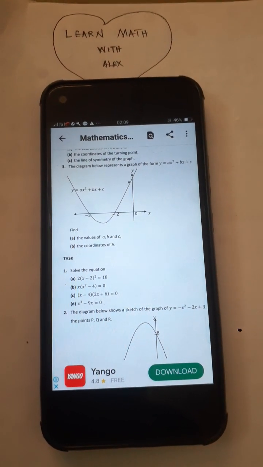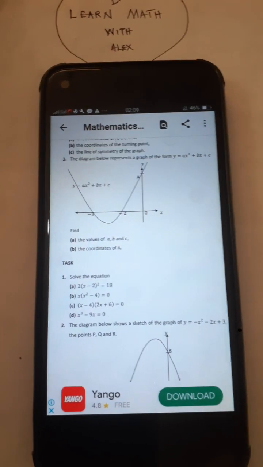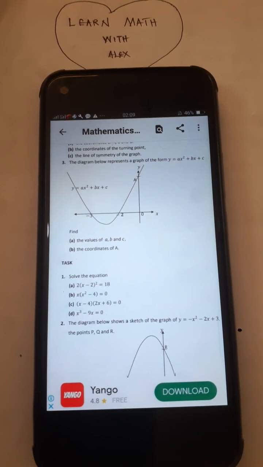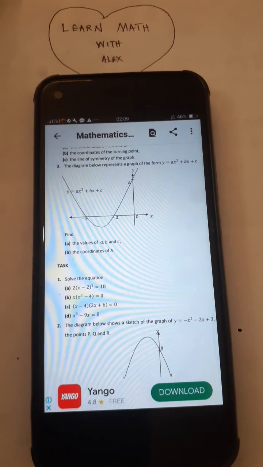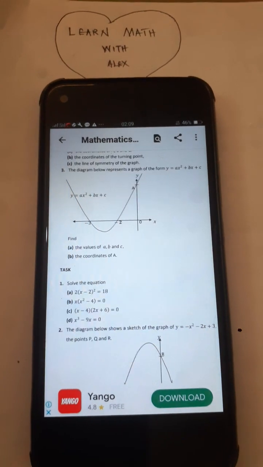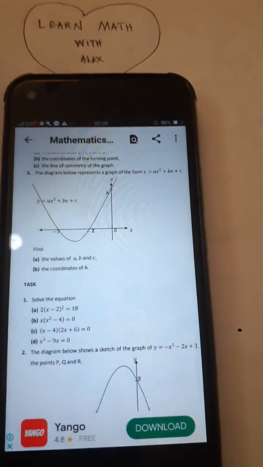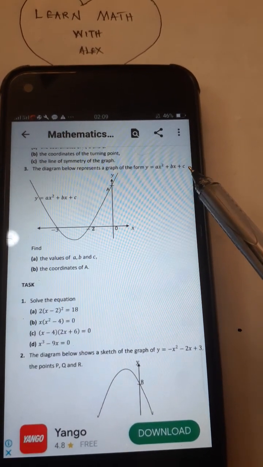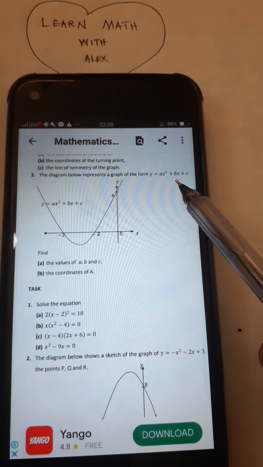Okay, so today we're doing a quadratic function, which is question 3 in this paper. This is additional mathematics. Sorry, I didn't check the year. Question 3 states: the diagram below represents a graph of the form y is equal to ax squared plus bx plus c.